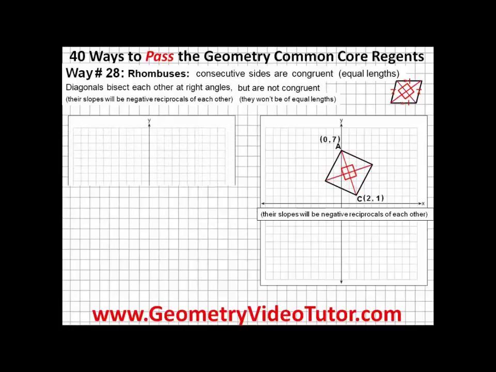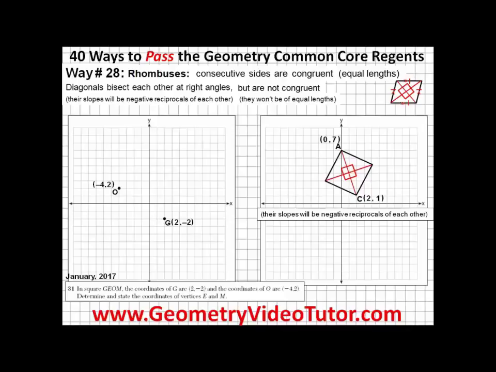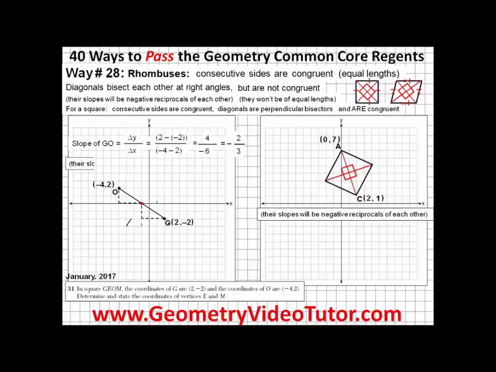The negative reciprocal concept can also be used to determine the vertices of a square when only two pairs of coordinates are given. In the case of a square, consecutive sides are congruent just like a rhombus. And just like a rhombus, the diagonals of a square are perpendicular bisectors, except in a square, the diagonals are congruent. So if you know the slope of one diagonal in a square, the negative reciprocal will tell you the slope of the other diagonal, allowing you to determine and state the coordinates of vertices E and M.